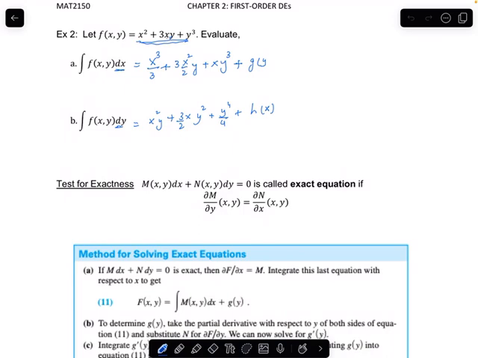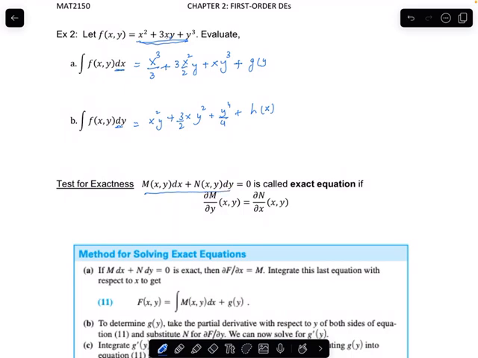Continuing section 2.4, so we just looked at an example where we were integrating a function of two variables with respect to x and then with respect to y, and we saw how we get this. So next thing is how do we know that an equation is exact, or what is the test for checking the exactness?